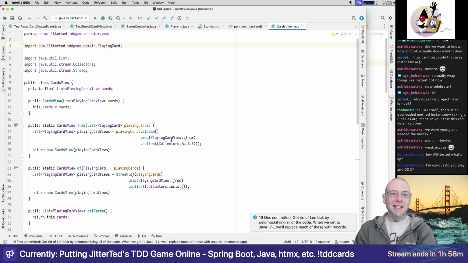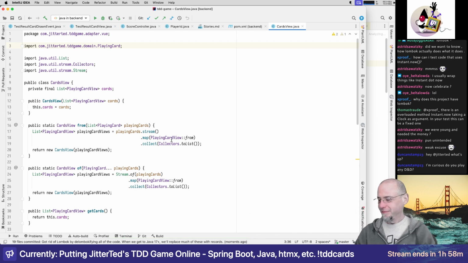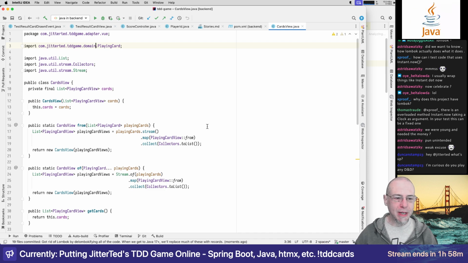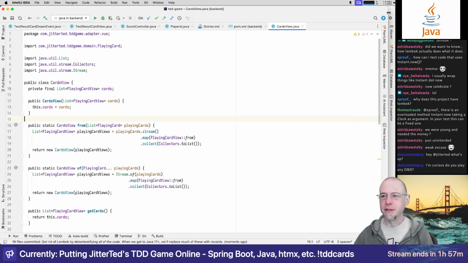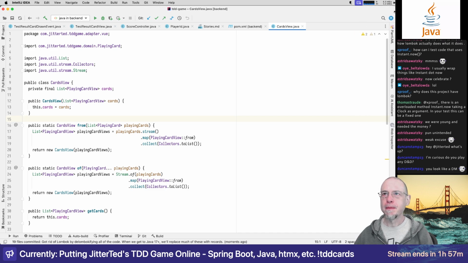Do I play any D&D? No. I haven't played D&D in many, many years. My son just never got into it. He's into Magic the Gathering. All right. Let me make this window bigger. I look like a DM. I used to be a DM, but that was many years ago. All right.